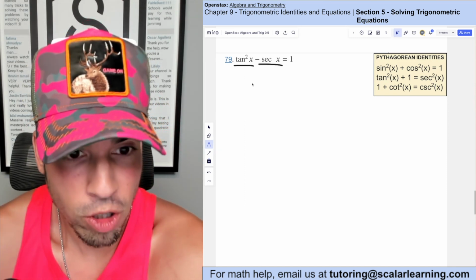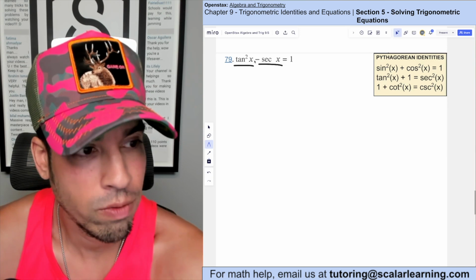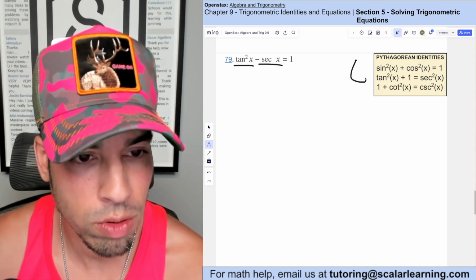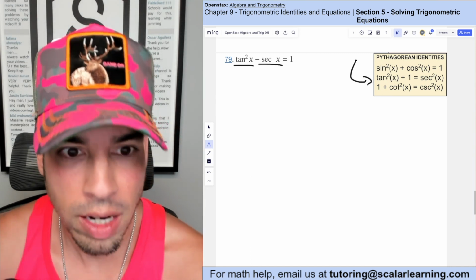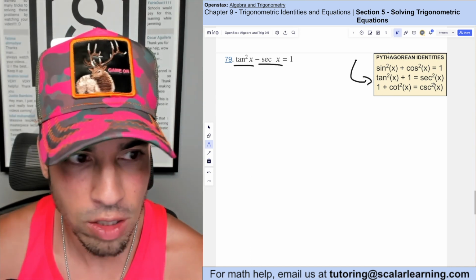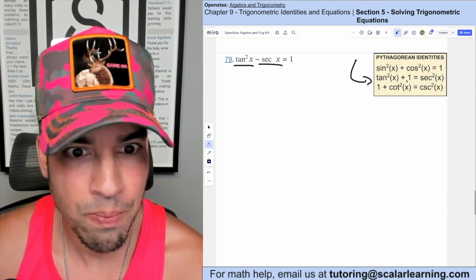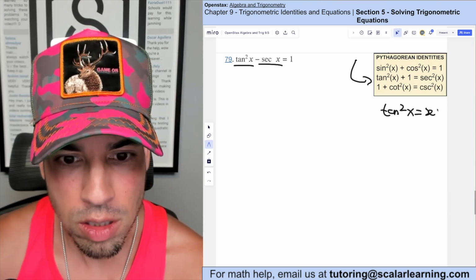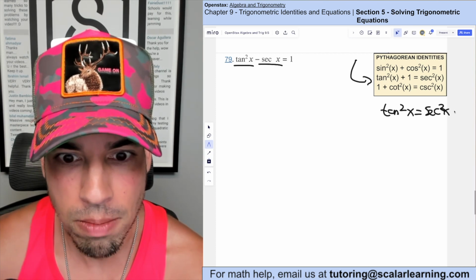We got 2 different trig functions. That's usually not a good thing. So we want to convert one to the other. And nice enough, we've got this beautiful identity here, right? Tangent squared x plus 1 equals secant squared, which means that if I subtract 1 from both sides, I can say tangent squared x equals secant squared x minus 1.